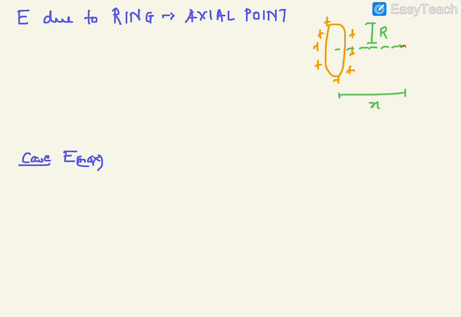So I have this ring with total charge Q, radius R, and the distance of the point where I have to calculate the electric field as X. So my electric field will be along X cap, let's say, and the value of the electric field will be KQX upon (R square plus X square) to the power 3 by 2, along X cap. One thing, if I have not mentioned, this is important.